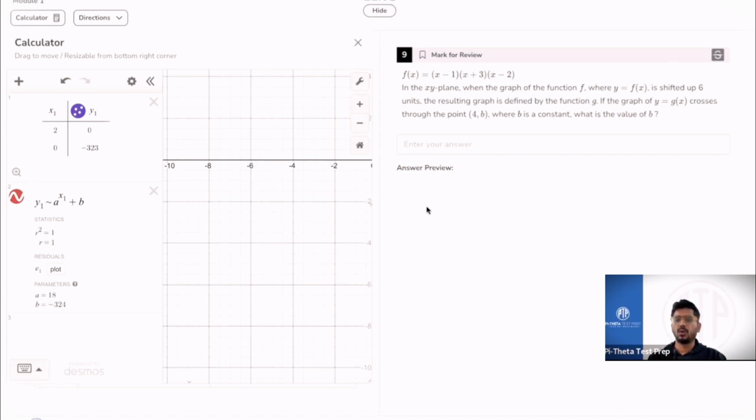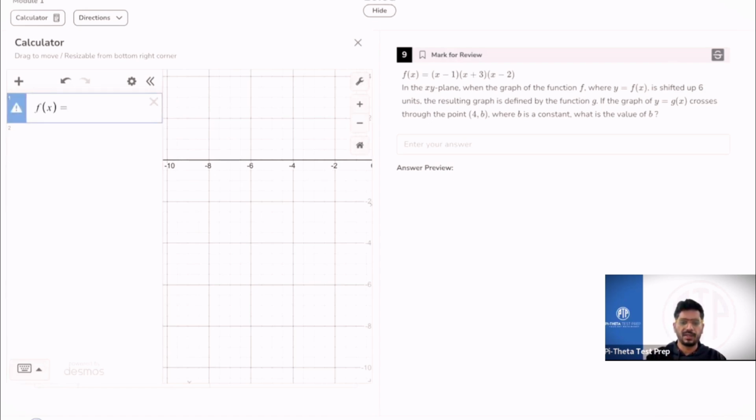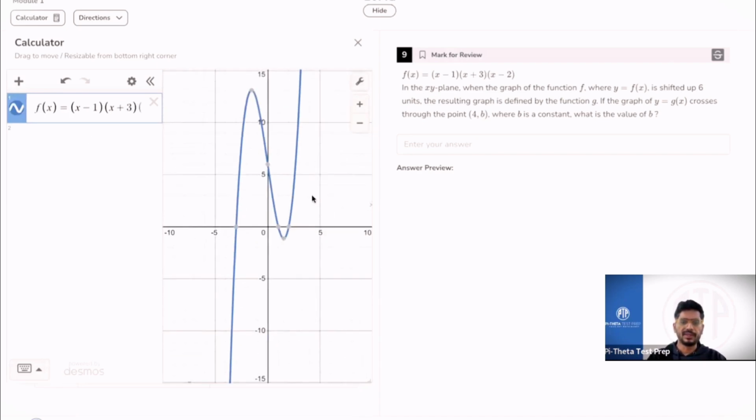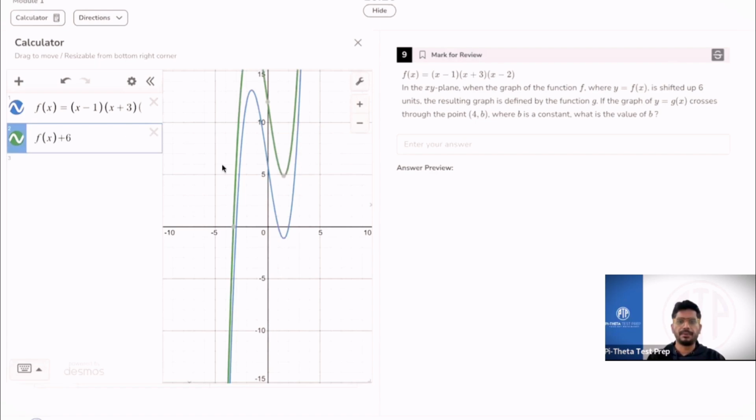But when you shift the original function up by 6 units, right? So we'll go here, we'll write the original, very simple, always write the original function first, right? I'm writing the original function, that is x minus 1, x plus 3, and I'll write x minus 2. Once I write this, yeah, this is our graph, if you're able to see, okay? And now they're telling where y is equal to f of x is shifted up by 6 units, the resulting graph is g. You don't have to write g of x. You can just shift the original graph by 6 units up.